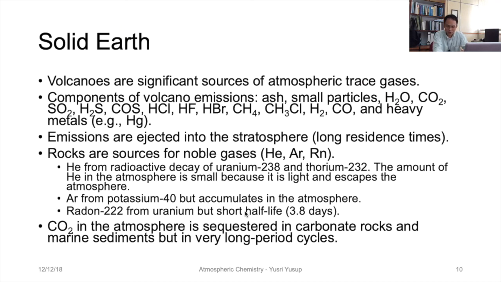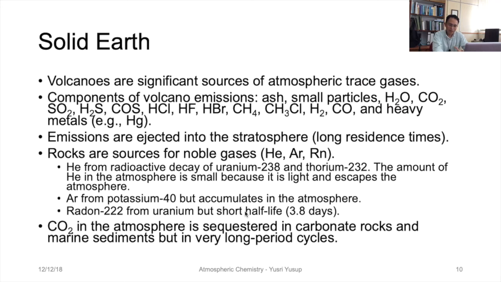And then there's radon-222, which also comes from uranium, but it has a very short half-life of 3.8 days, which makes it not accumulate in the atmosphere as long as argon. And that is reflected in the composition of these gases in the atmosphere that you saw earlier.